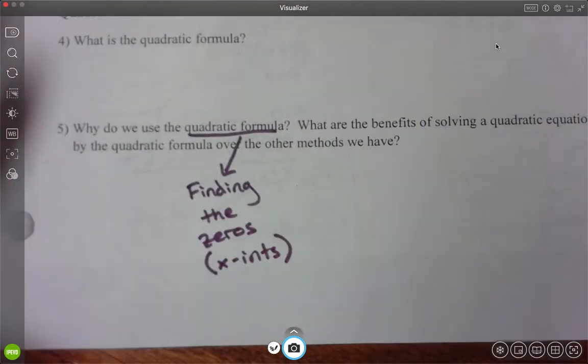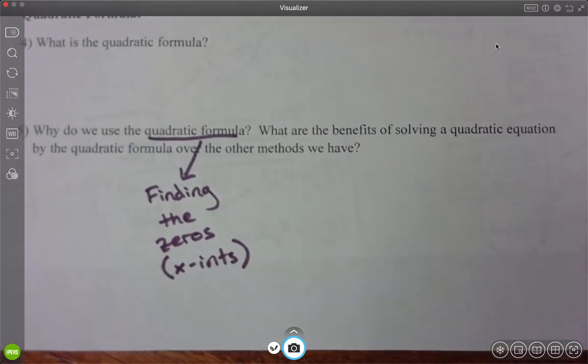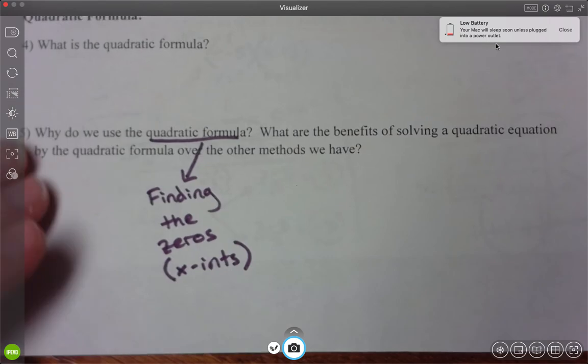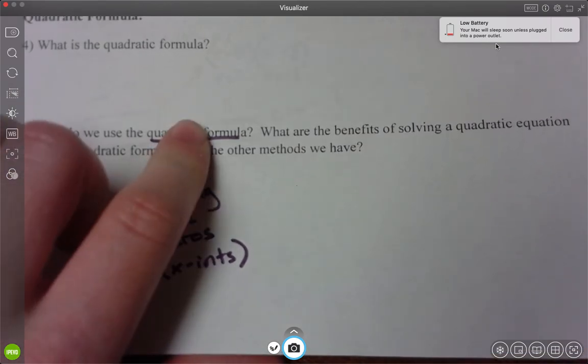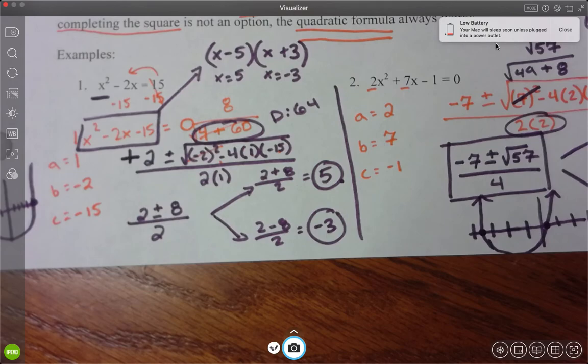Okay. What are the benefits of solving a quadratic equation by the quadratic formula over the other methods that we have? Using the quadratic formula is the same method every single time. You're finding A, B, C, and it doesn't ever change from there, whereas factoring might, there's 4 different types of factoring, so it's hard to remember which type of factoring method to use at certain points. So the quadratic formula, A, B, C, you plug them in, and it's pretty easy from there. Okay, so that's what I would say for number 5. All right, and I'm going to go ahead and stop there. That's quadratic formula.